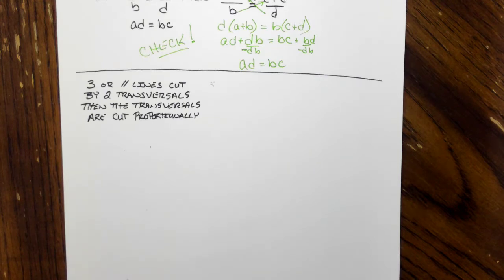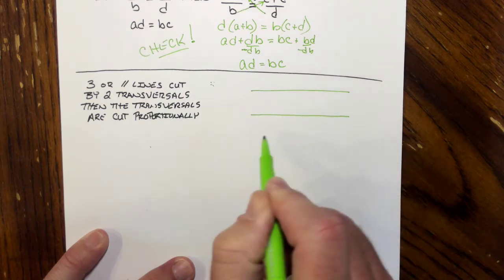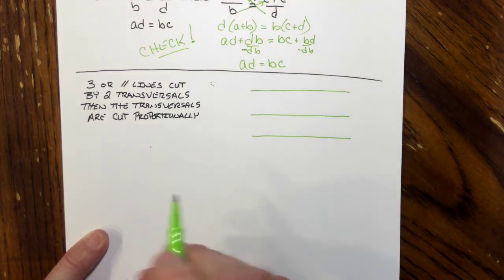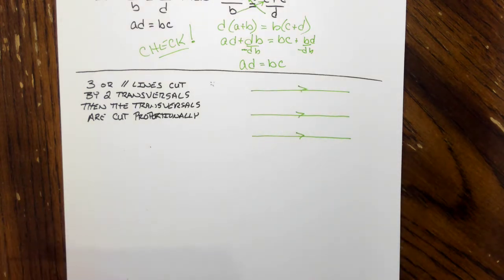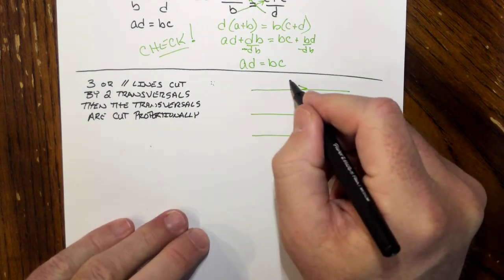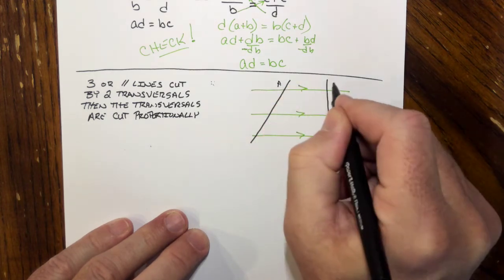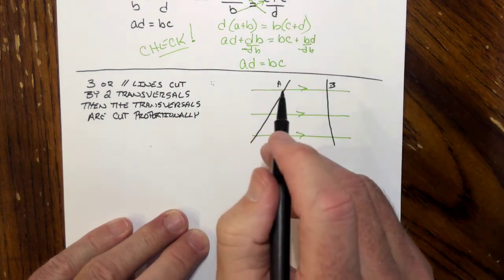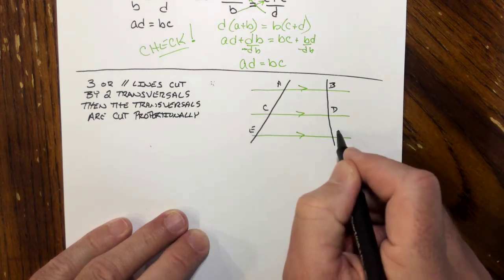So now we get into our theorem. If three or more parallel lines are cut by two transversals, we're saying that the transversals are going to be cut proportionally. Parallel, parallel, parallel. And we've got two transversals. Let's see, one goes here, one goes here. Call that A, B, C, D, E, and F.